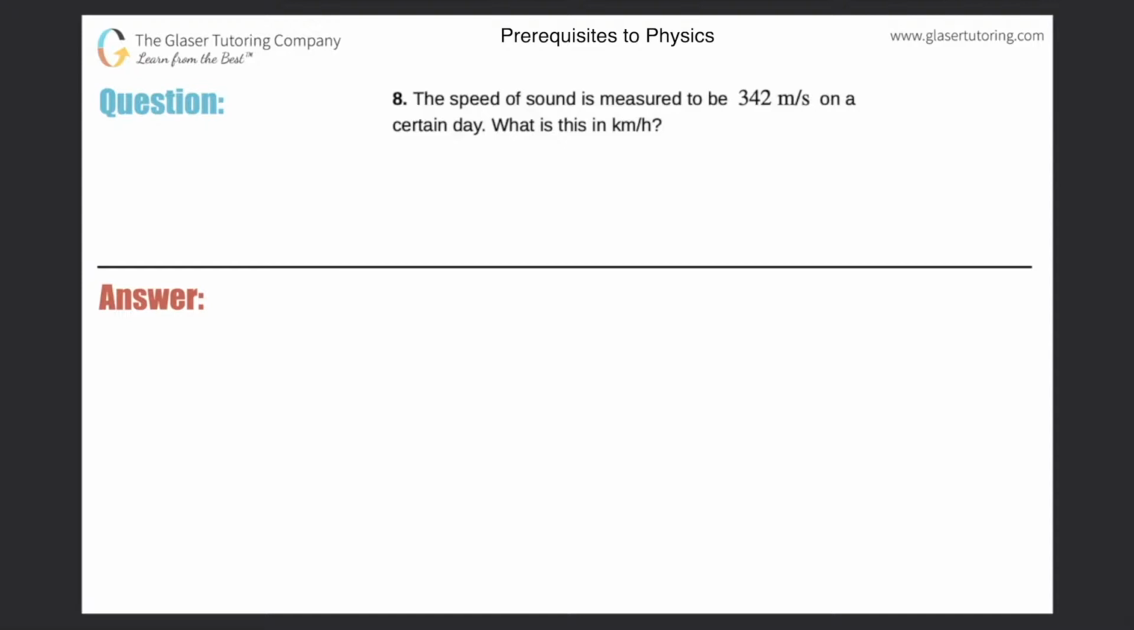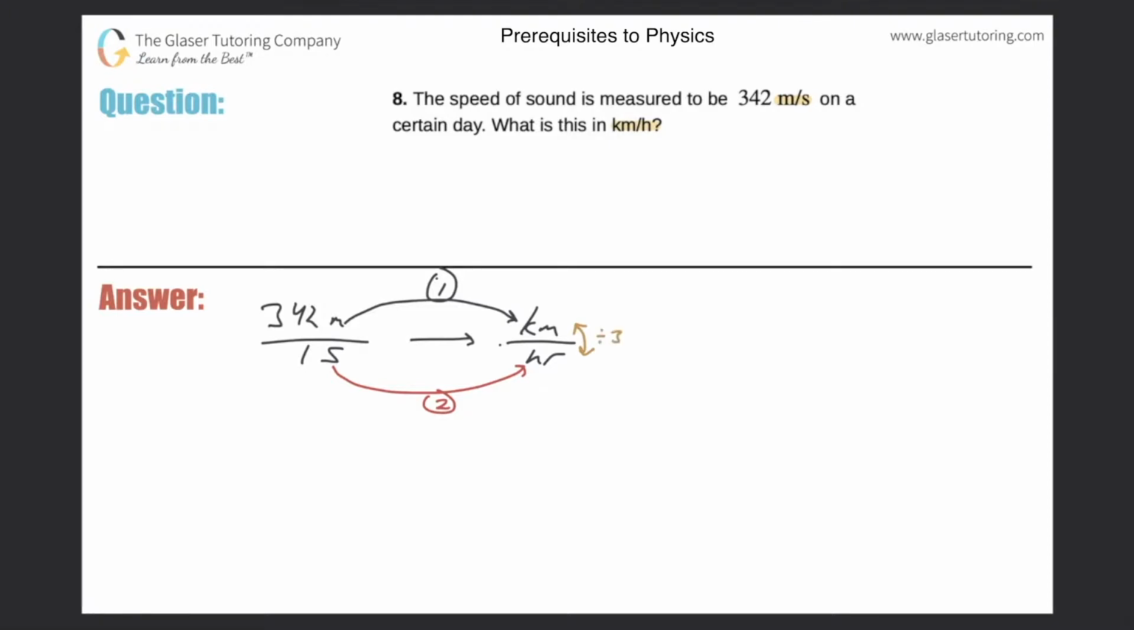Number 8. The speed of sound is measured to be 342 meters per second on a certain day. What is this in kilometers per hour? Okay, so it's a conversion problem. So let's write down what we need to do. So 342 meters per second, per 1 second that is, must be converted into kilometers per hour. So I like to think about this in a 3-step process. First, convert the numerator value of meter into kilometer. That'll be step 1. The second step, we're going to take the denominator value of seconds and convert that into hours separately. Last but not least, I'm going to take the kilometers and divide it by the value of hours for my third step, and that will give me the answer.